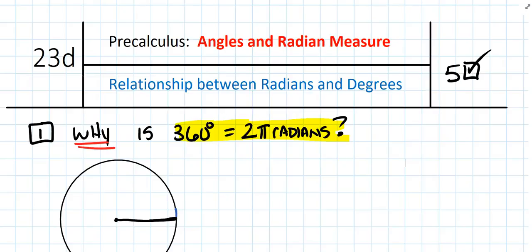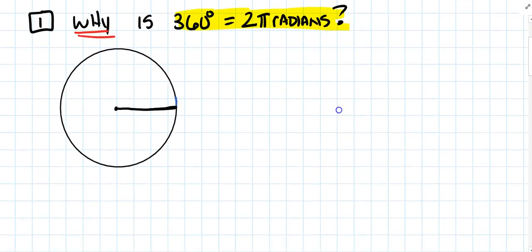Welcome to Precalculus Concept 23D, angles and radian measure, and we want to establish the relationship between radians and degrees. I got 5 boxes for you, but they go kind of fast. So let's just go ahead and dive in and I'm going to give you the answer.